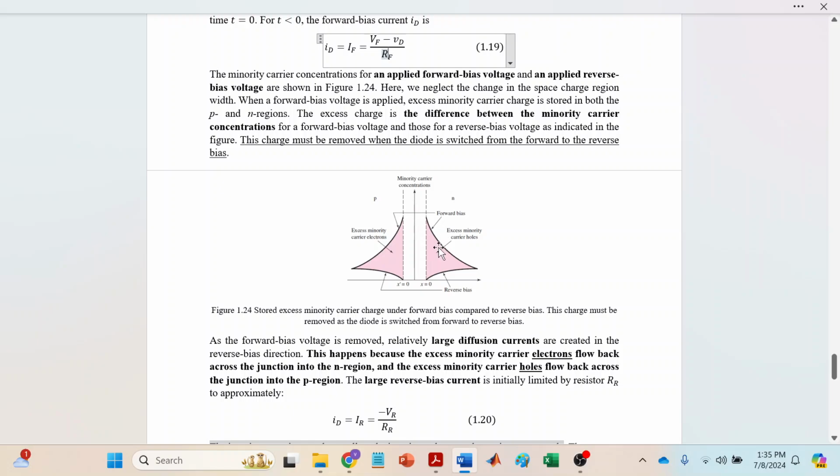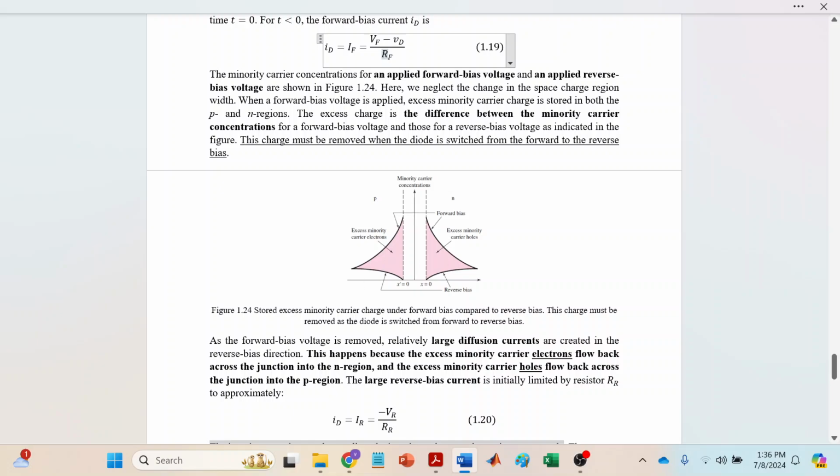So this excess charge is the difference between the minority carrier concentration for a forward applied voltage and the reverse bias minority carrier concentration. Essentially, this direction is the minority carrier concentration when a reverse bias voltage is applied. But this region here shows the gradient in the minority carrier concentration when a forward bias voltage is applied. So when you want to turn off the diode, you need to remove the minority carrier concentration.